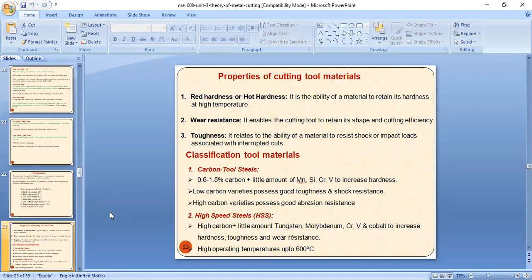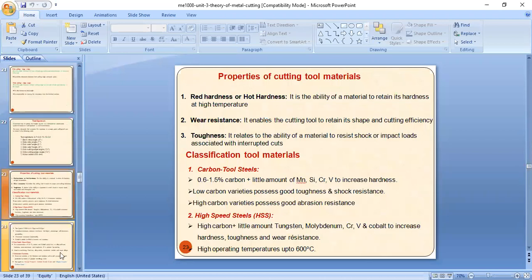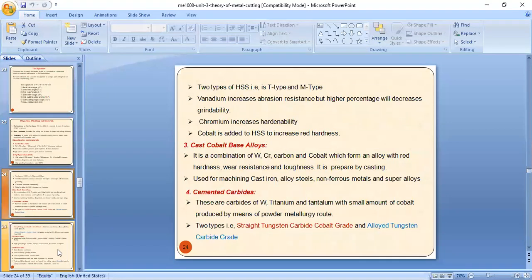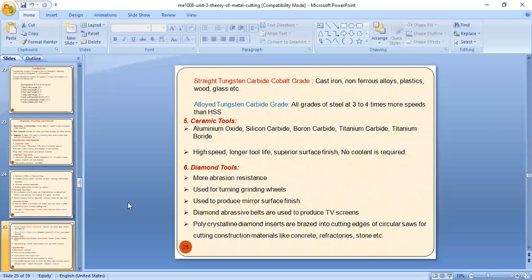Tomorrow we'll try to see what the tool materials are, the properties of tool materials, and how tool materials are classified. So we have carbon tool steels, high-speed steels, cast cobalt base alloys and cemented carbides. Cemented carbides are also of 2 types: one is the straight tungsten carbide cobalt grade, and the next one is the alloyed tungsten carbide cobalt grade. So all this, the tool materials and their properties, we have to discuss.